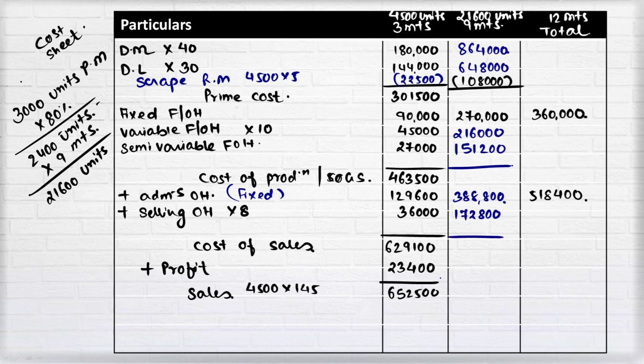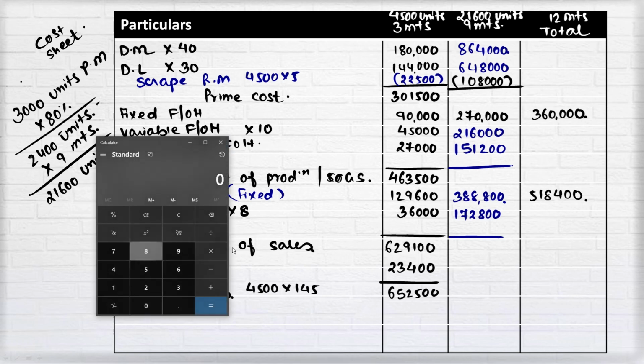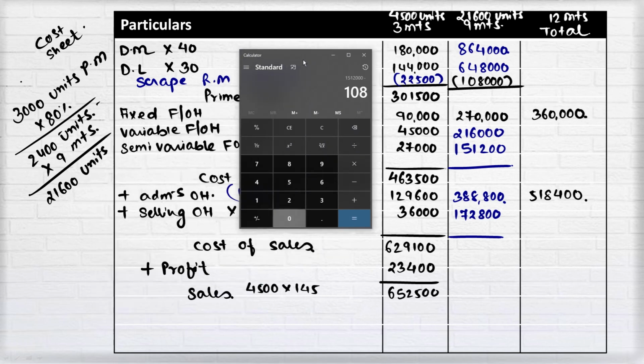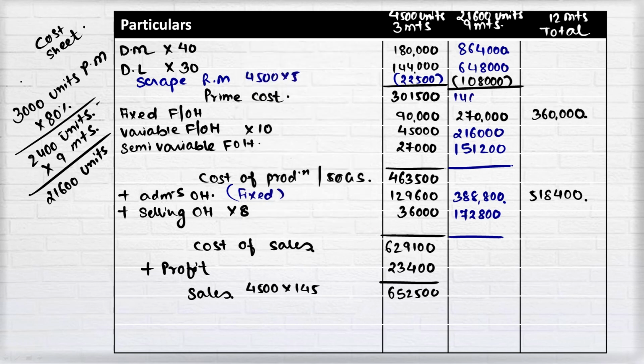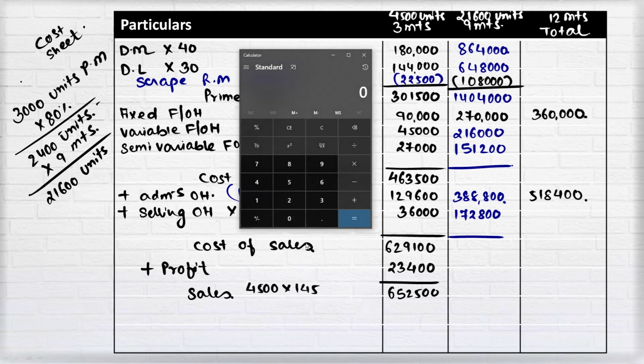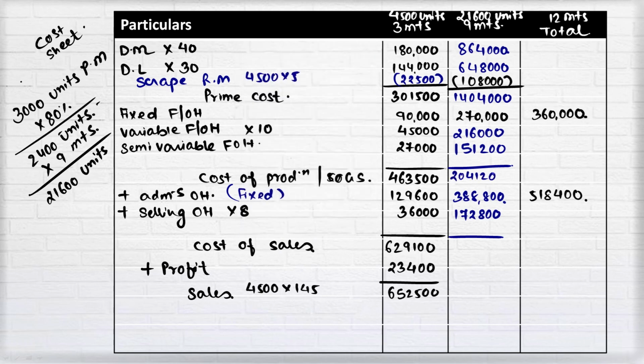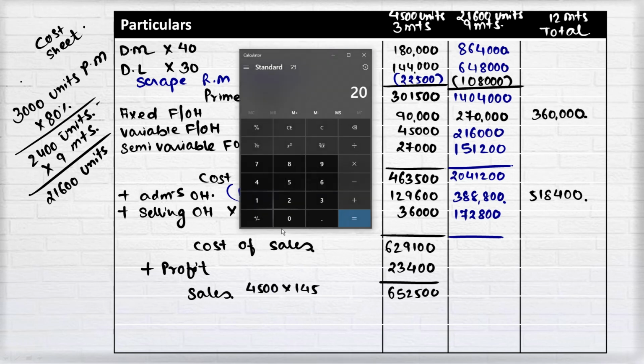Cost of sales I can find out. You just need to do some totaling. 8,64,000 plus 6,48,000 minus 1,08,000. 14,04,000. 14,04,000 plus 2,70,000 plus 2,16,000 plus 151,200 is equal to 20,41,200. 20 lakh 41,200 plus 388,800 plus 172,800, 26 lakh 2,800.